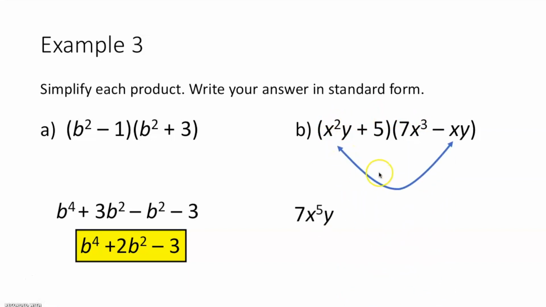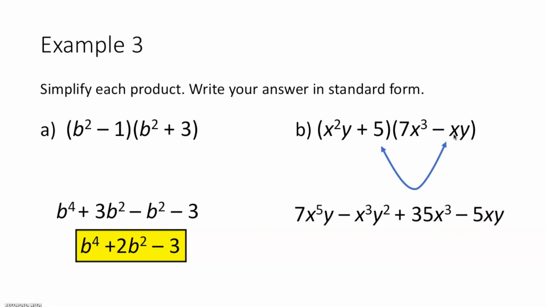Now we multiply the outer terms together. So again, when you multiply like bases, you add the exponents. So x squared times x to the 1st, that's going to be x to the 3rd power. And then y to the 1st times y to the 1st, that's going to be y to the 2nd power. Since this one's negative and this is positive, that's why this is minus x cubed y squared. Then we multiply the inner terms together. 5 times 7x cubed is going to be 35x cubed. And then 5 times negative xy is going to be negative 5xy.